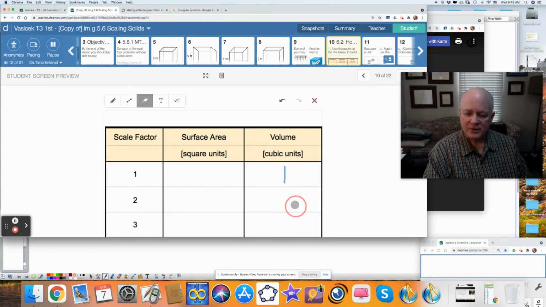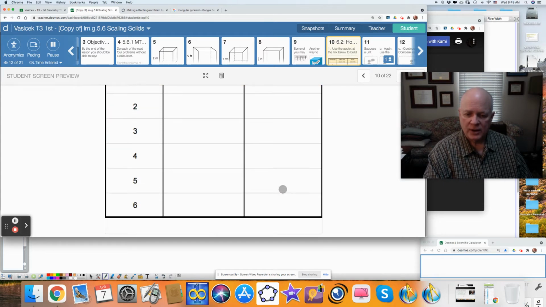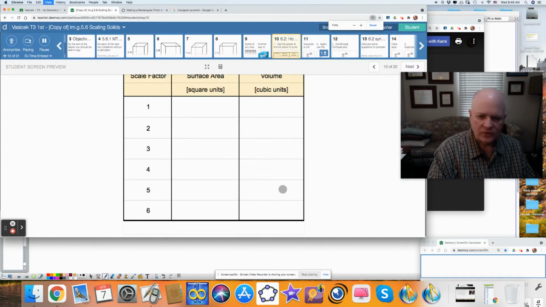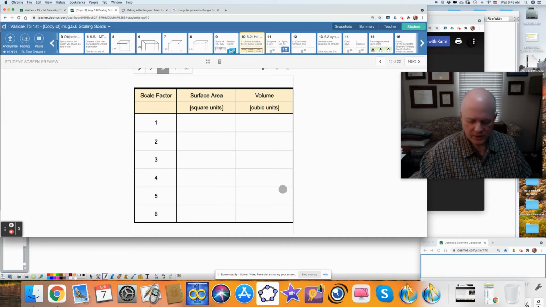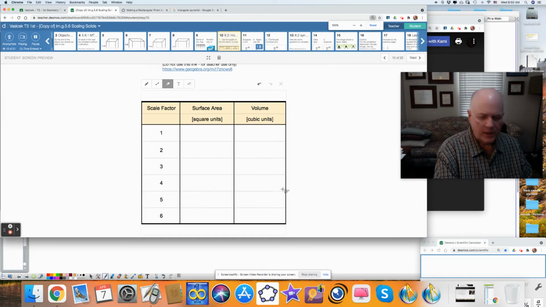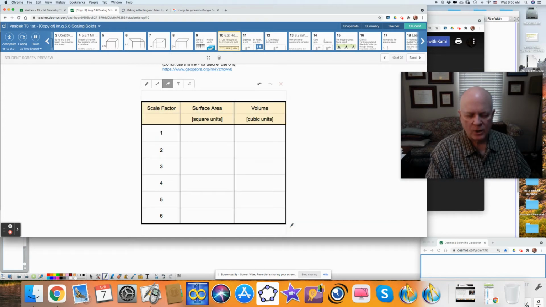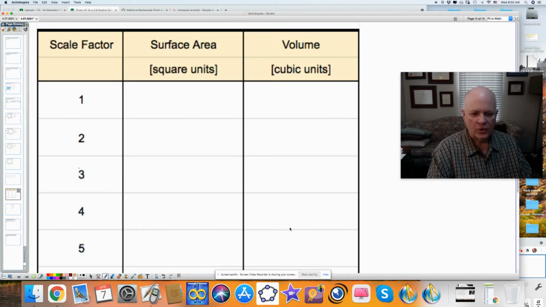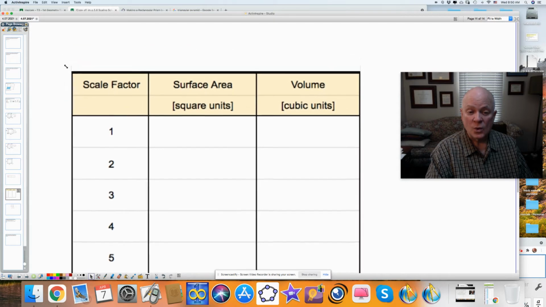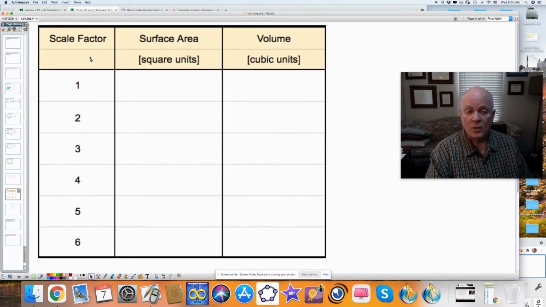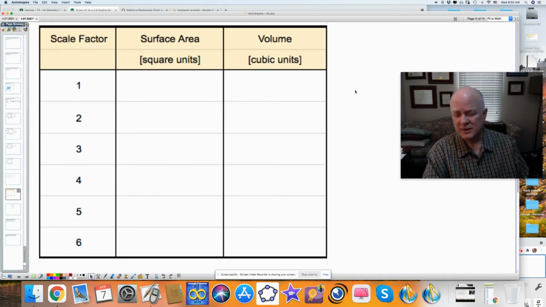There's an applet on this page that you're supposed to open. Let me just copy this over to my whiteboard so you can see it. We're going to look at the scale factor of this 1 by 1 by 1 cube, and find out what is the surface area of a new cube, and what is the volume? The bulk of our time today is going to be spent doing this little activity.